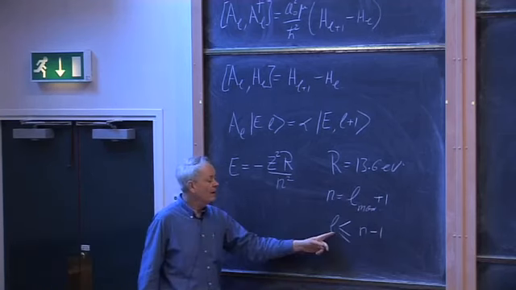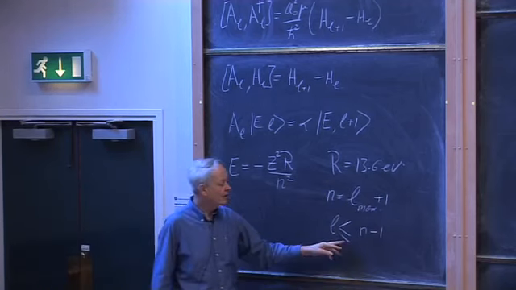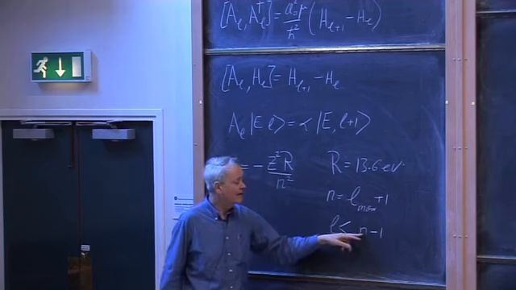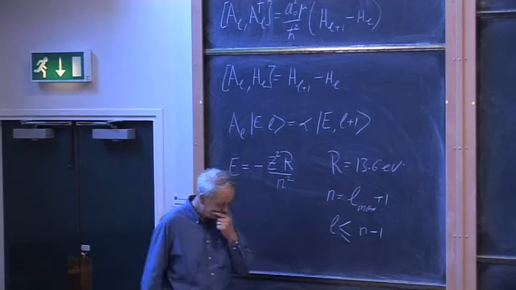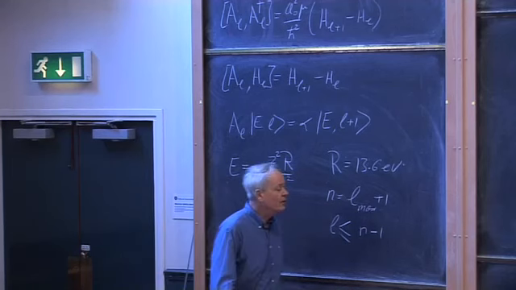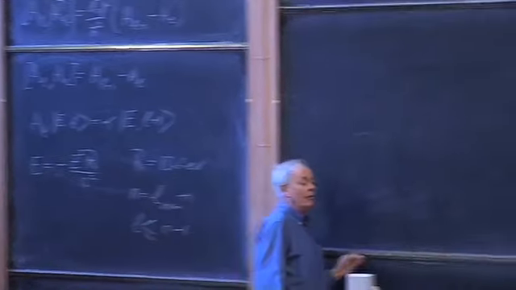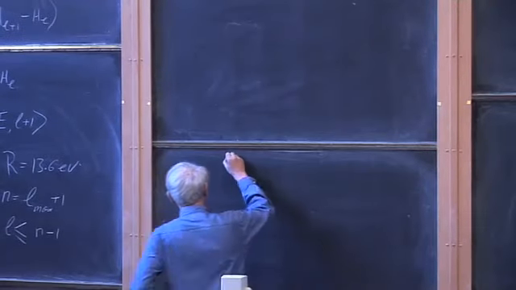Put another way, the angular momentum quantum number is less than or equal to n minus 1, where n controls the energy and is called the principal quantum number. So what we want to do now is move forward to get the energy eigenfunctions.